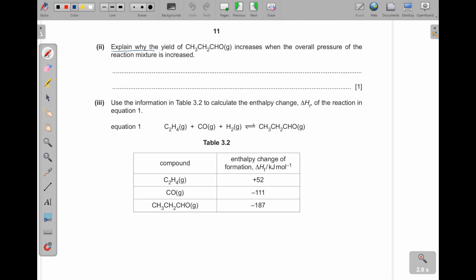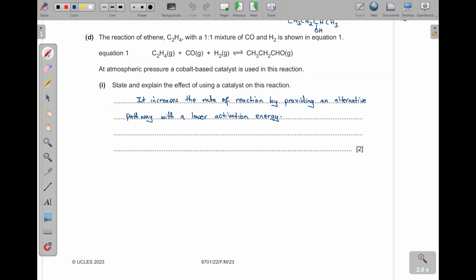Roman 2, explain why the yield of propanol here increases when the overall pressure of the reaction is increased. If we fall back here, when you increase the pressure, look at the number of gas moles on this side. There are 3, and this one is 1. We know that pressure is inversely proportional to volume. So when you increase the pressure, the volume has to reduce. And volume is directly proportional to the number of moles.